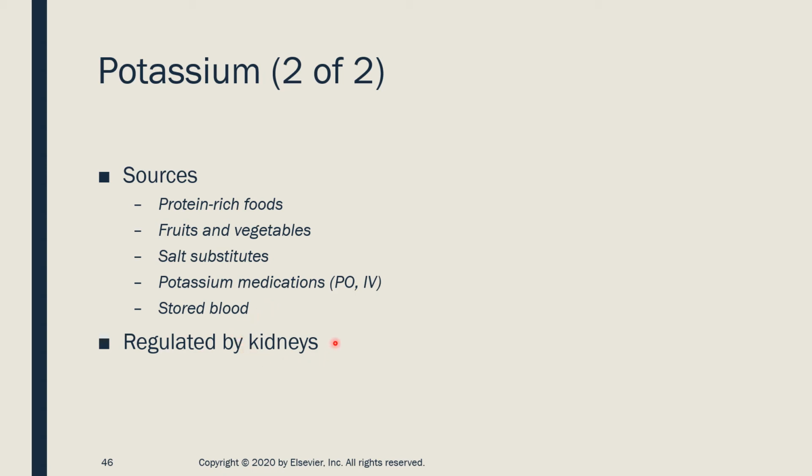Remember that potassium is regulated by the kidneys, because when there is an excess of potassium in our blood, then of course some of it will be excreted via the kidneys. And that's the reason why when your patient has kidney failure, they can have hyperkalemia, because the kidneys are unable to excrete the excess potassium.